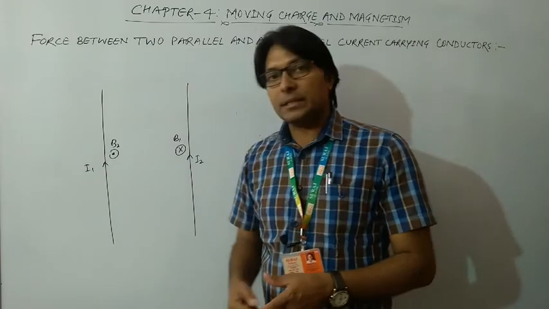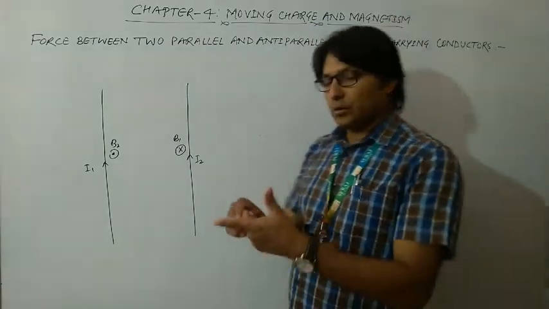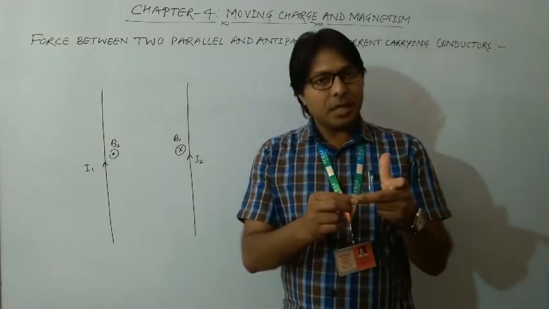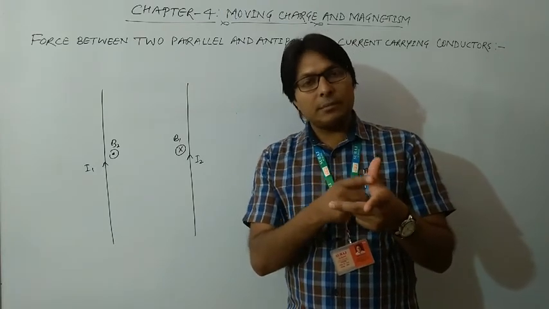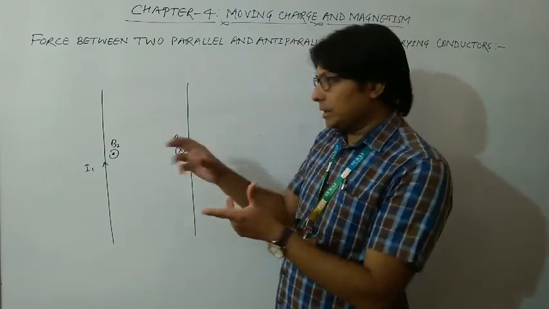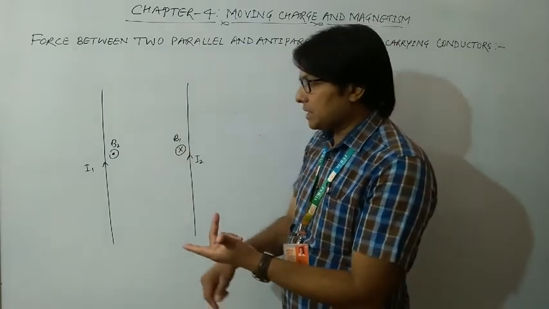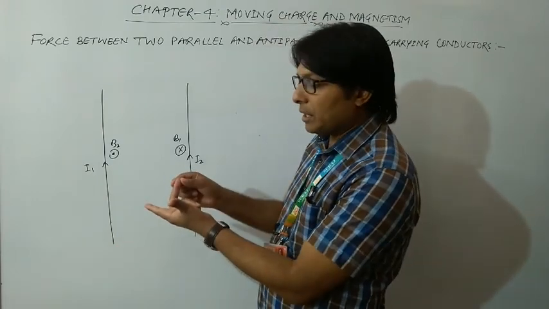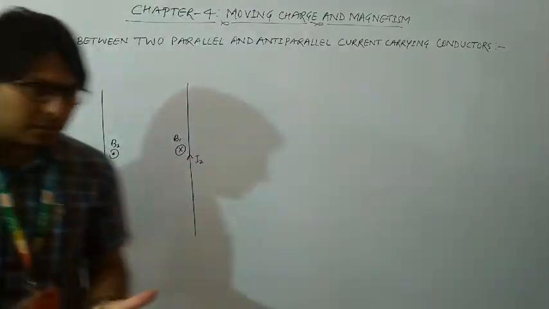For this conductor, the direction of magnetic force, you can say that according to Fleming's left hand rule, this finger represents the direction of current, this finger represents the direction of magnetic field, then the thumb represents the direction of magnetic force. So I am trying to adjust these mutually perpendicular fingers in this direction. So the direction of magnetic field is perpendicularly outward.